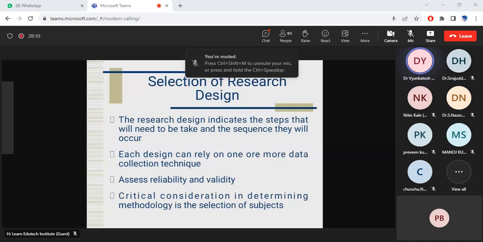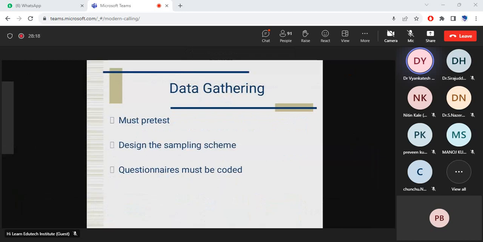Next, data gathering. After that, you are concerned with data gathering, and how you are going to conduct the research. You must do a precise pre-test of that particular data. Design the sampling scheme, and questionnaires must be coded. Obviously some questions must be known by you only, because if all the data is easily understandable to the public, that doesn't make sense, and the privacy of that data is not there. So the data must be protected.